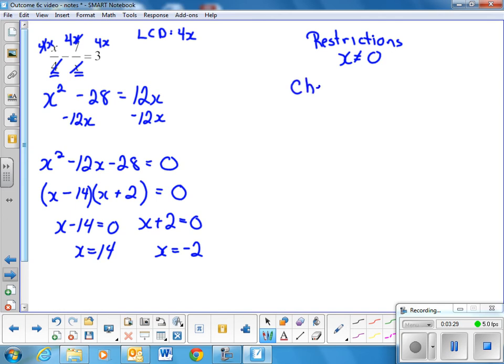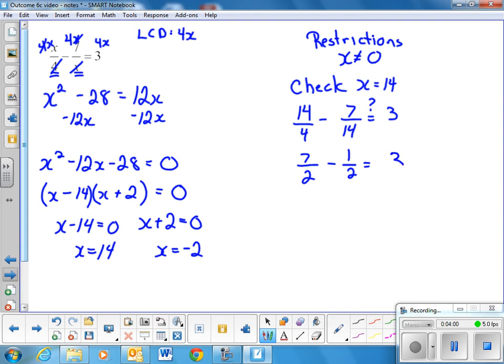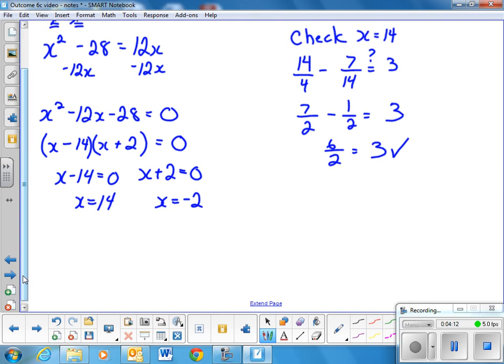We're going to check our answers. So we're going to start by checking x equals 14. To do that, we're going to substitute 14 back into that original equation for x. So we have 14 over 4 minus 7 over 14 equals 3. And we want to show whether or not this is true. 14 over 4 will reduce to 7 over 2 minus 1/2 equals 3. Common denominators are already there, so 7 take away 1 is 6 over 2 equals 3, which is true. So 14 is one of my solutions.